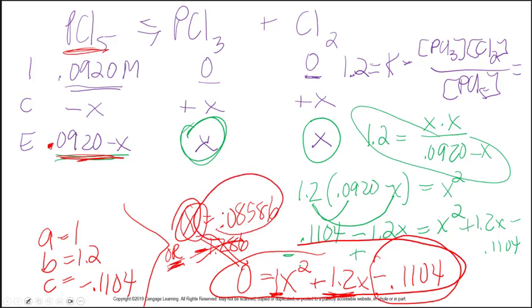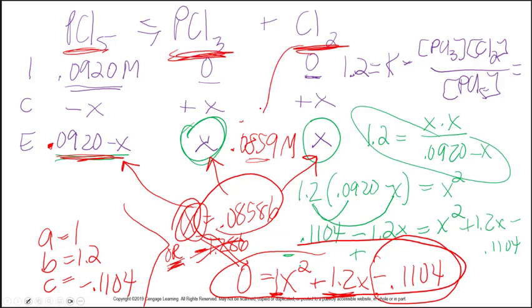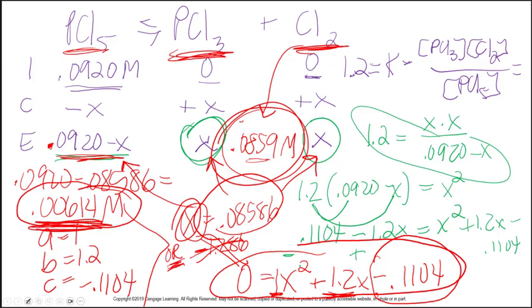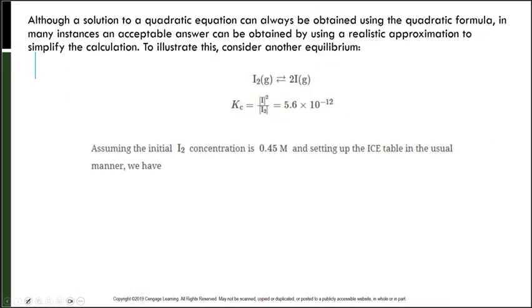So now we can just take this x value and plug it into there, there, and there. We can say that at equilibrium, the concentration of PCl3 is 0.0859. That would give us 3 significant figures. And that would be the same for chlorine's concentration. And here I'm going to do 0.0920 minus 0.08586 to get a PCl5 concentration of 0.00614 moles per liter.